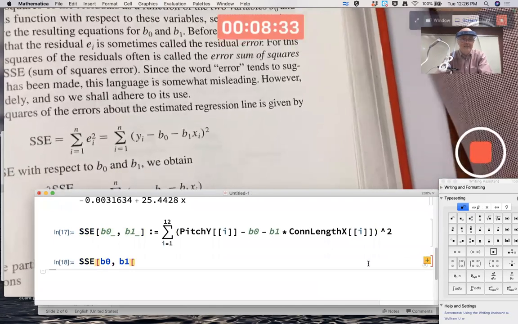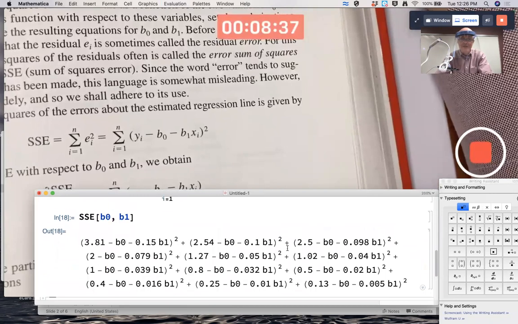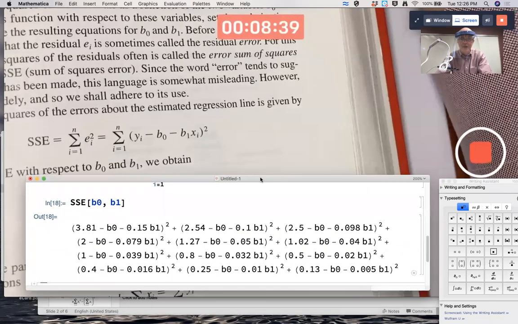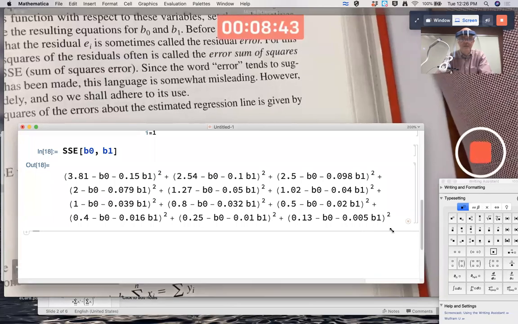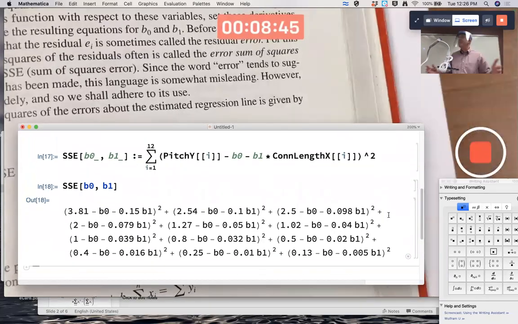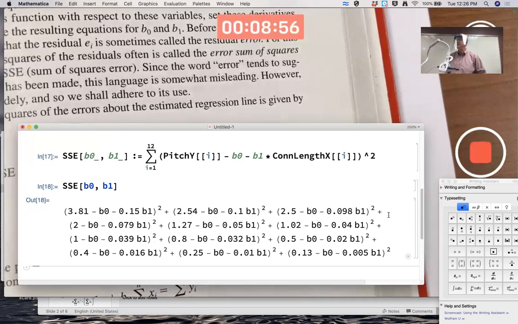If I do this, Mathematica actually expands it out as a summation without a summation sign. That's the function we're trying to minimize. We're trying to find the values of B0 and B1 that minimize that. That's why this is called least squares linear regression, because that's a sum of squares and we're trying to minimize it, least squares.